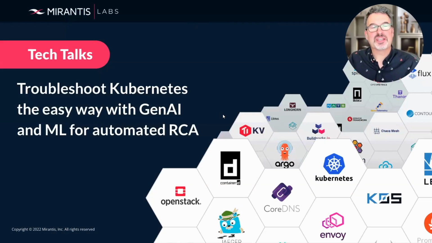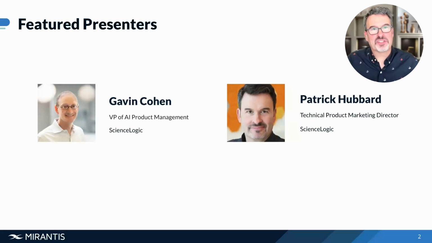This is on troubleshooting Kubernetes the easy way with generative AI and ML for automated RCA. And as we all know, RCA stands for root cause analysis. I'm Patrick Hubbard, part of the technical product team here at ScienceLogic. And joining me is Gavin Cohen, Vice President of AI Product Management. How are you doing, Gavin?